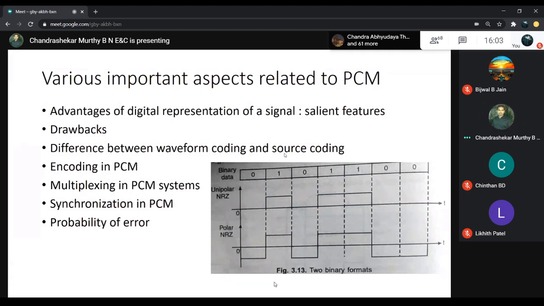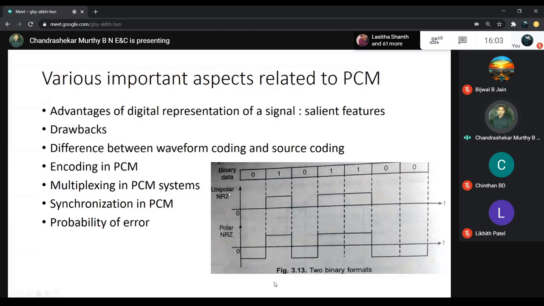The next thing is encoding in PCM. Look at this waveform. This is the binary signal 0 1 0 1 1 0 0. We can't send it as it is, like a 0 1 0 0 signal; it is not possible to send through a medium, whether wired or wireless. The only thing we can do is convert these binary numbers into electrical signals, and that is what we use line coding techniques for.